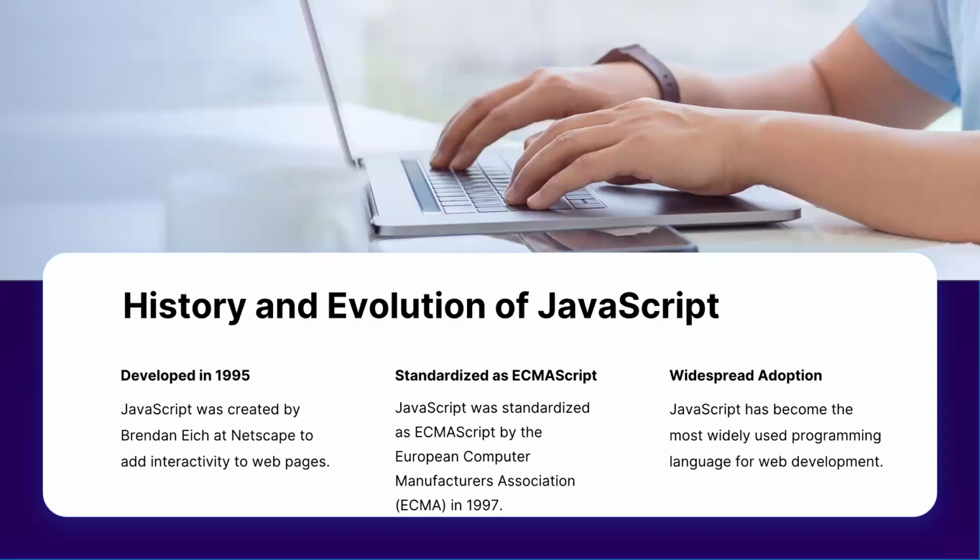Let's take a look at the history and the evolution of JavaScript. It was developed in 1995. This was when the internet started growing, the World Wide Web started growing. JavaScript was created by Brendan Eich at Netscape. He developed this language in order to add interactivity to web pages. I just told you that around 1990, 1991, that was when the web started, and web pages, something like websites, were not really interactive. They were very, very static.